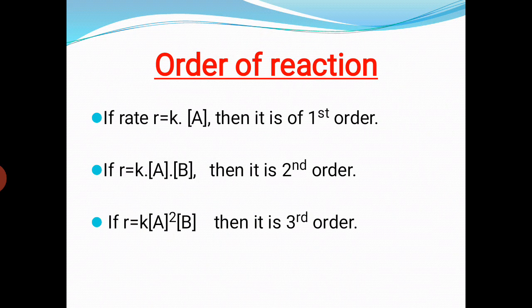Consider these three rate equations. In the first rate equation, rate is equal to k into concentration of A. Hence, it is a first order reaction. In the second rate equation, rate is equal to k into concentration of A raised to power 1, concentration of B raised to power 1, and thus 1 plus 1, it is a second order reaction. While in the third rate equation, rate is equal to k into concentration of A raised to power 2 into concentration of B raised to power 1, and thus 2 plus 1, it is a third order reaction.